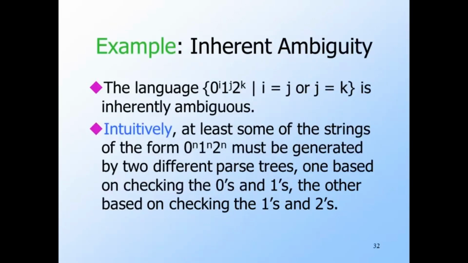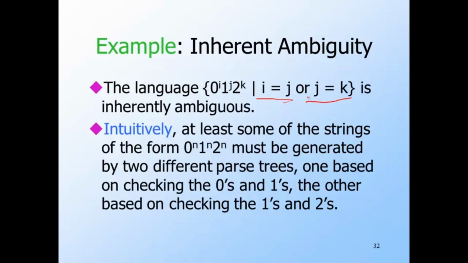We're not going to get into the proofs of what I just said, but I'll give you an example of an inherently ambiguous language. The set of strings of the form some number of zeros followed by some number of ones followed by some number of twos, such that either the numbers of zeros and ones are the same, that would be this condition, i equals j, or the numbers of ones and twos are the same, that would be j equals k, or both, of course.